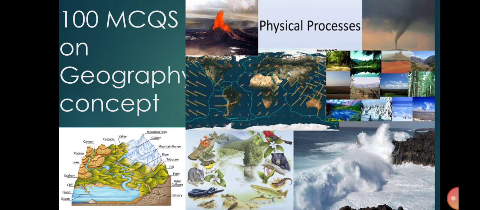Question number 57. The composite cones are also called stratovolcanoes. A caldera is formed when the volcano collapses after releasing the majority of its magma. When the volcano does not collapse, it forms a crater.